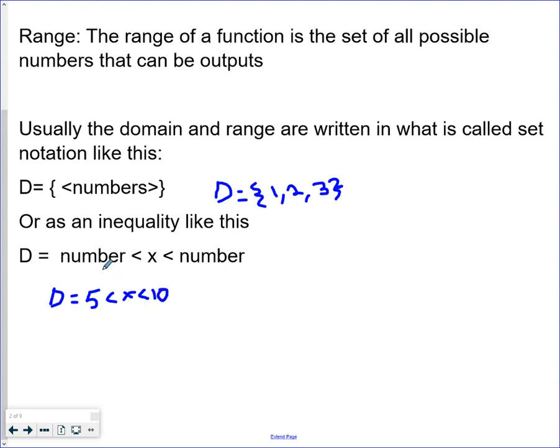So this says my function will accept all the numbers between 5 and 10, not including 5 and 10. If I want to include 5 and 10, if my function will also accept the numbers 5 and 10 themselves, then I'd have to put the little 'or equal to' symbol there to show that 5 and 10 themselves work as well. So inequalities are very picky in this case, so be careful.